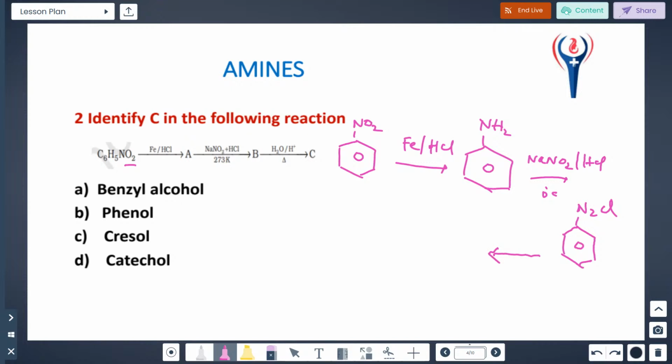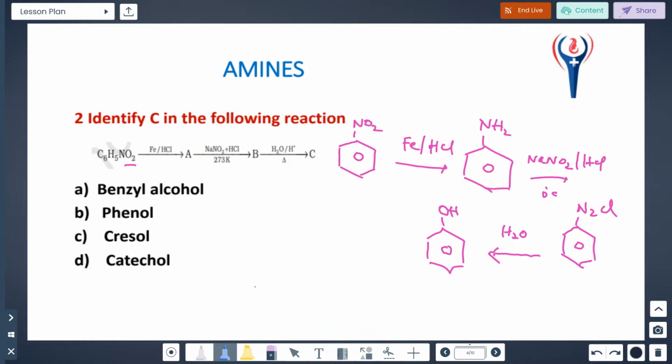Again hydrolysis. If you add water molecule in presence of acid medium, we get compound what? We get phenol. Phenol is obtained. You know that N2 will be removed, HCl will be removed. Remember, we have only OH group. That OH group on benzene ring, we get this compound called what? Phenol. Understood? OH.